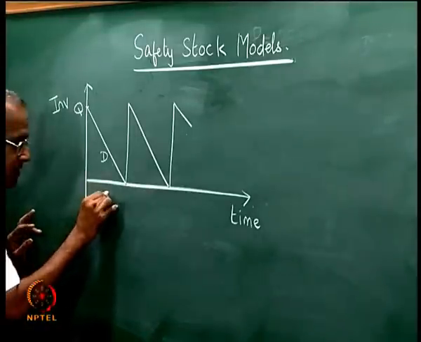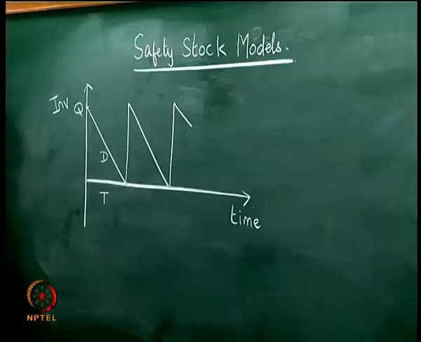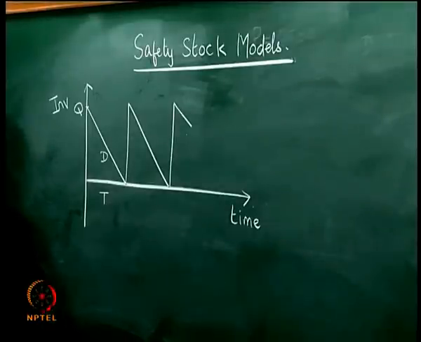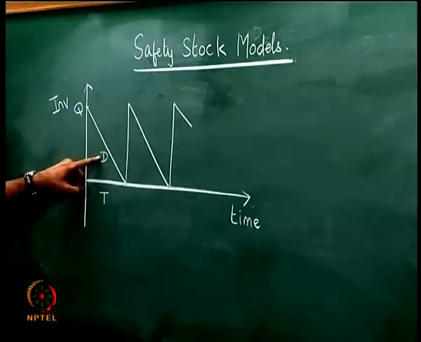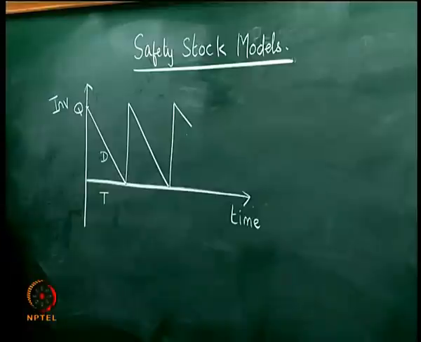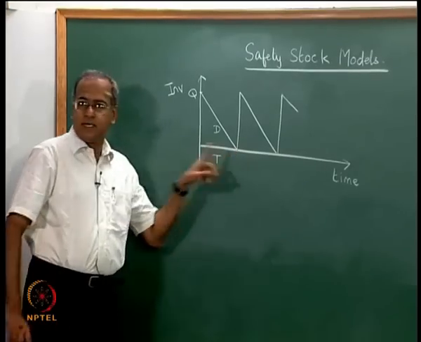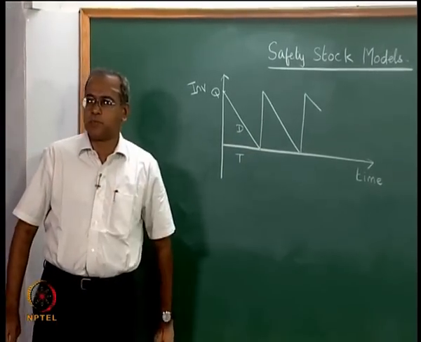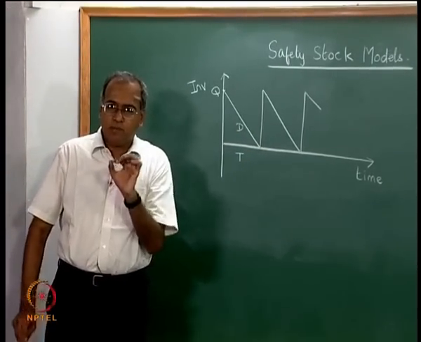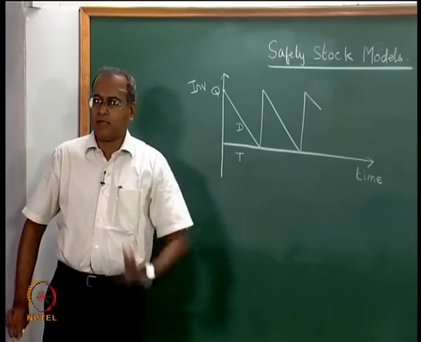This is capital T, the length of the cycle. Now, we made certain assumptions here. The first assumption of course is that the demand is continuous and the demand is the same, d per year, at every instant. Second and the most important assumption is that of instantaneous replenishment, which means the moment we place the order we get the items.